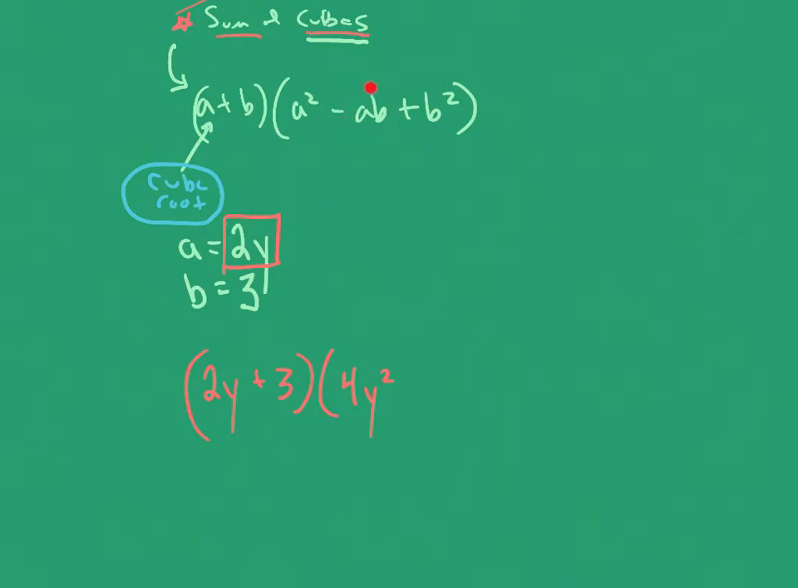And then we're going to subtract AB. AB is butted up against each other, so it means we're multiplying. A and B, we're multiplying 2y and 3. 2 times 3 is 6. And then on the end, we're adding b squared. So b is 3. If you square that, get 9.